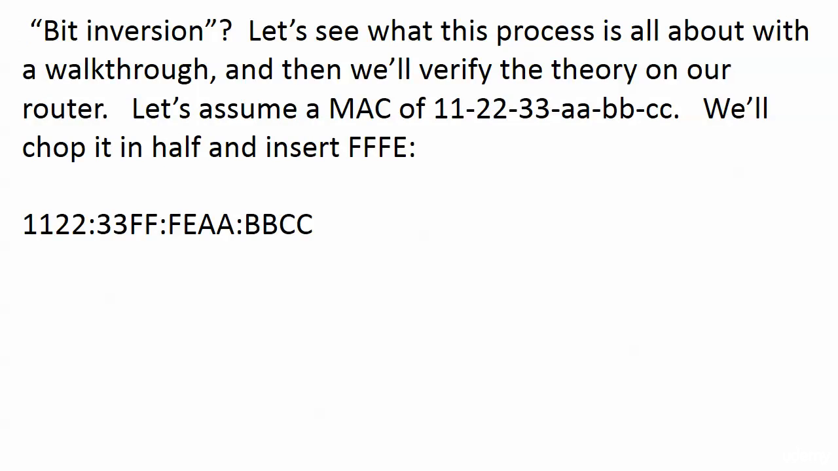That's actually going to be the simplest part of the process. This entire process is simple, and it's a great thing to know for your exam. Now, let's see what this process is all about. First, with a walkthrough, we'll use the MAC address 112233 AABBCC, and we'll chop that in half and insert FFFE. And we're almost done right there. We've got 112233FF, FEAA, BBCC, and we are almost done creating our interface identifier.